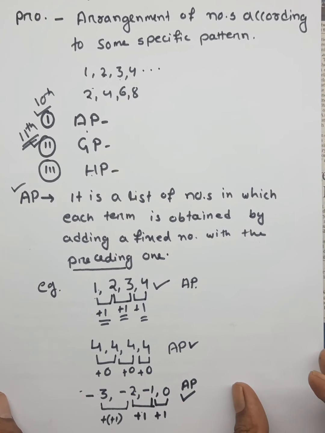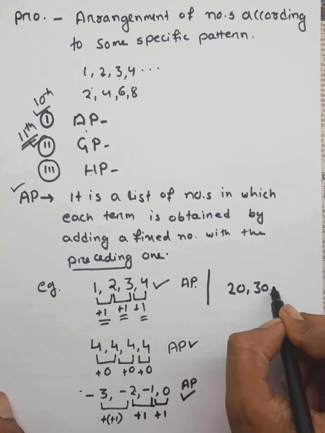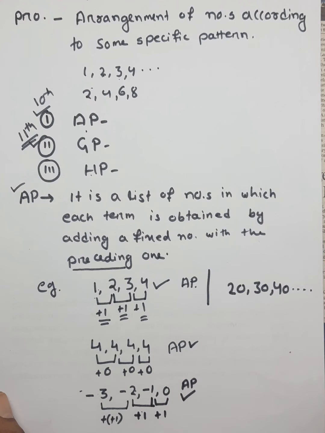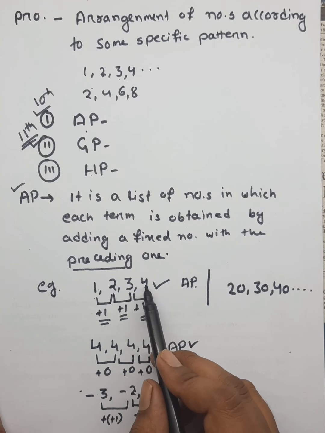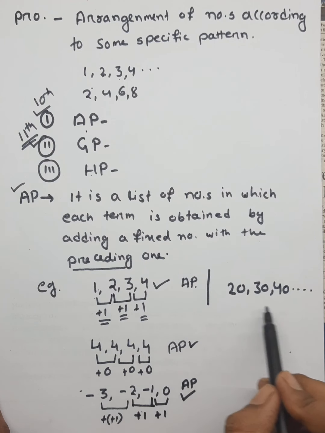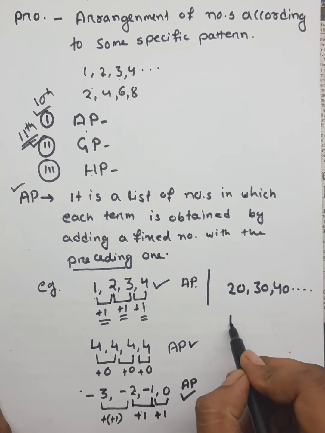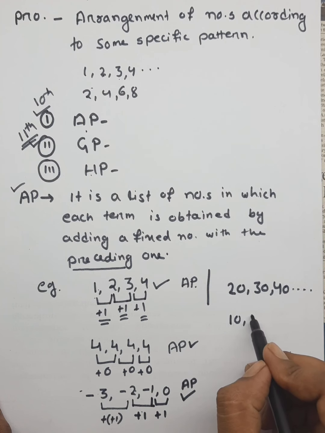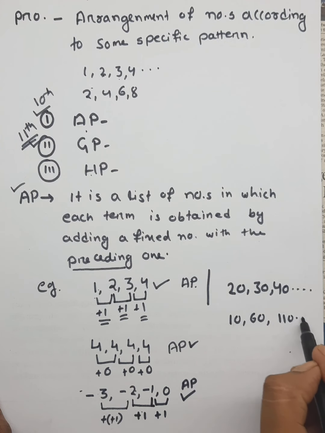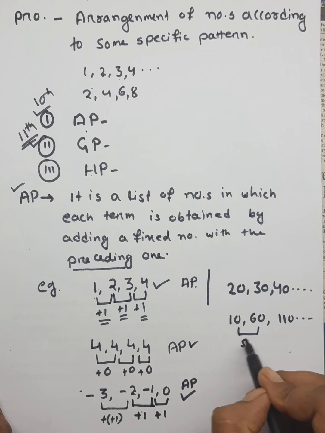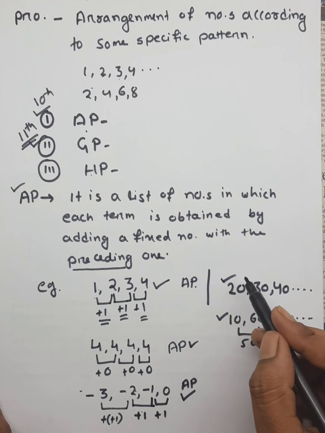Let us take another example: 20, 30, 40, and so on. These are called finite AP, as there are a finite number of terms, whereas this is called infinite because there are infinite numbers. Look, 10, 60, 110, and so on. This is obtained by adding 50. So this is in AP, this is also in AP.